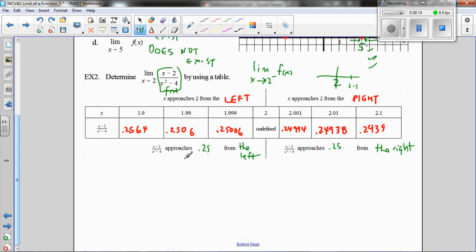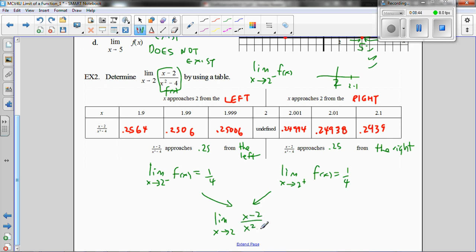When I think of these two things together, these are two limits. This is the limit as x approaches 2 from the left of f at x. That's equal to a quarter, we said. And this is equal to a quarter. It appears that these two statements together mean that the limit as x approaches 2 of this thing exists and is equal to a quarter. The left-hand limit is equal to the right-hand limit, and all is wonderful in the world.